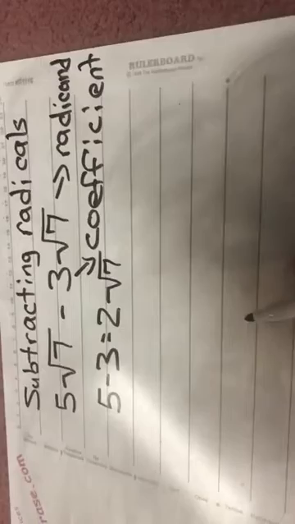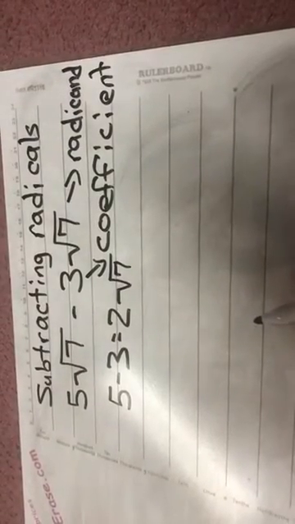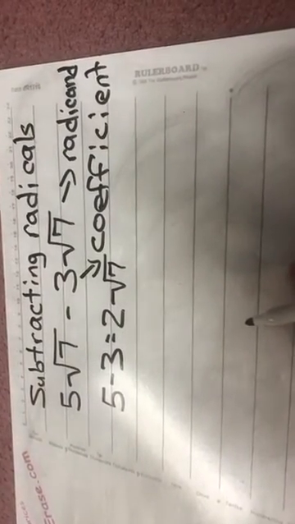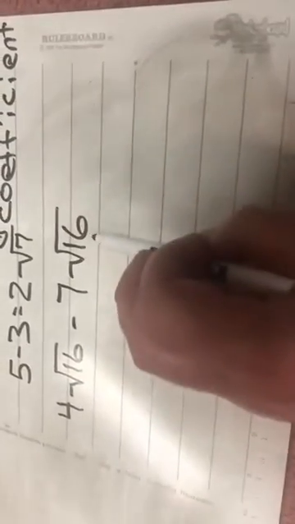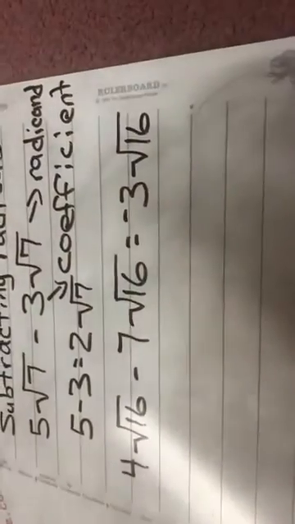Now, we'll just do one more example. Let's say, for example, 4 and the square root of 16 minus 7 and the square root of 16. Don't overthink it. The radicands are the same, so you can just have 4 minus 7. I know that 4 minus 7 is negative 3, so I'm going to have negative 3 and the square root of 16. You can handle that, folks. That's not bad at all.